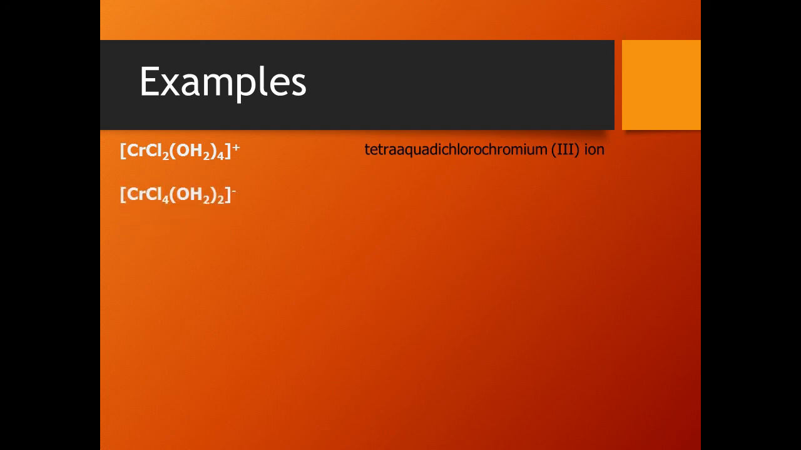A second example, [CrCl4(OH2)2]-. Here you notice this is a negative charge complex, and in the case of a negative charge complex, the name of the metal should end with ate. The same type of ligands, 2 water molecules, therefore diaquatetrachlorochromium should be replaced as chromate, therefore the correct name is diaquatetrachlorochromate(III) ion. Again you see the name ends with ion because of the presence of negative charge.